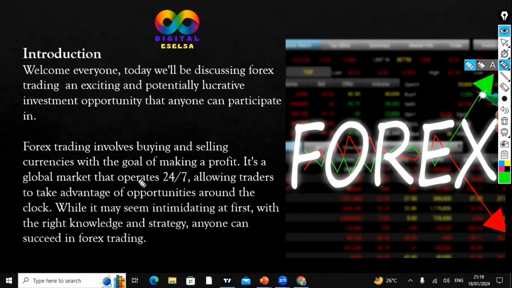Forex trading involves buying and selling of currencies, and the goal is to make a profit. It is a global market that operates 24/7. Stock indices market operates 24/7. Forex market operates 24/5. You should know that by now, right? I might still lay more emphasis on this. So that is what Forex is all about.